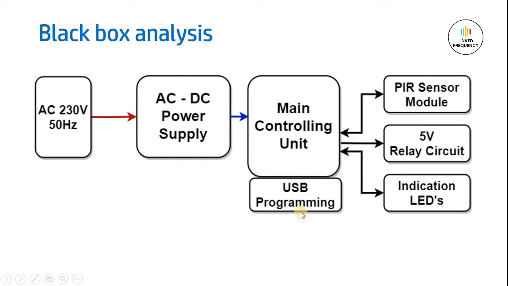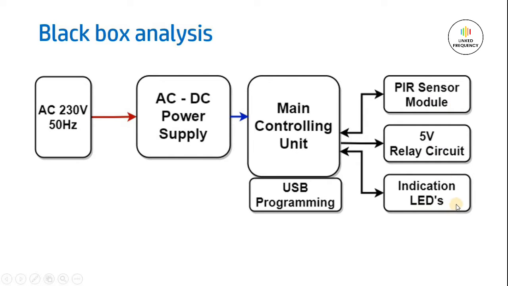And of course, we will have a USB programming port for that controller or development board so that we can program it however we want. We will also have a PIR sensor module for detecting whether there is a human presence in that particular area or not. And thereafter, a 5 volt relay module or relay circuit is used to switch on the AC appliances, such as a fan or a bulb or any kind of AC appliance that you want to control based on the presence of a human.